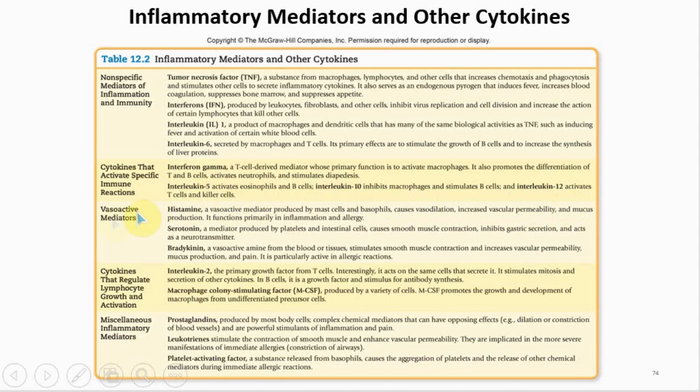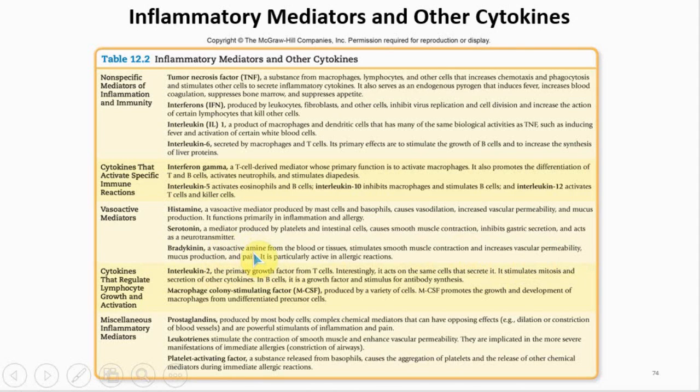Vasoactive mediators, we've already mentioned histamine, and we've already talked about what that does. Serotonin, which is also a neurotransmitter in your brain. Anyway, serotonin is produced by platelets and interstitial cells and causes smooth muscle contraction, which is in the blood vessels, right? Bradykinin also does a similar action to histamine, which is increasing vascular permeability. But I think the thing that's important about bradykinin is to understand that it increases pain. And that is what makes us aware of a problem.